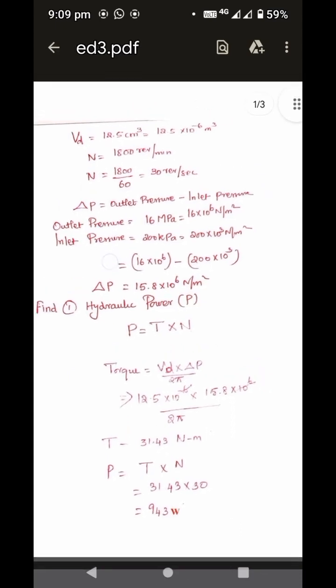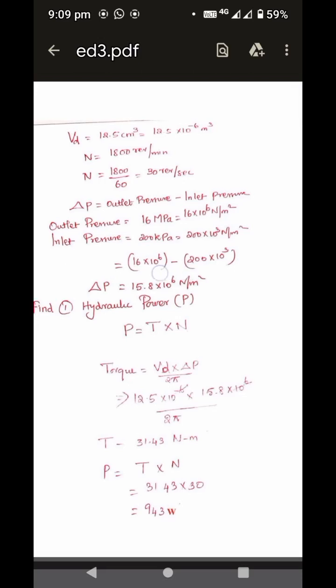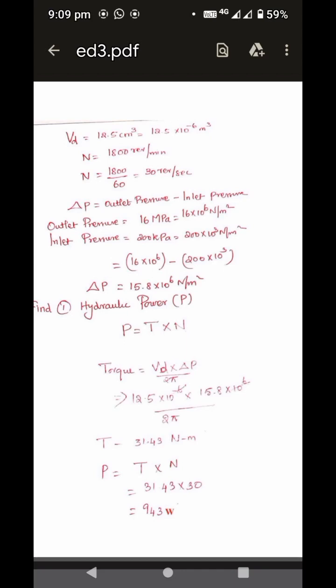And then outlet pressure minus inlet pressure, that is the change in pressure, delta P. Outlet pressure is mentioned as 16 megapascal. Mega means 10 power 6. So apply 10 power 6 Pascal, we change it.